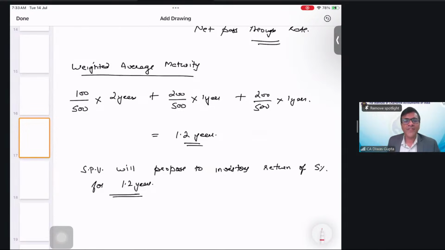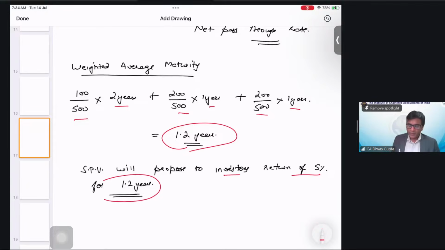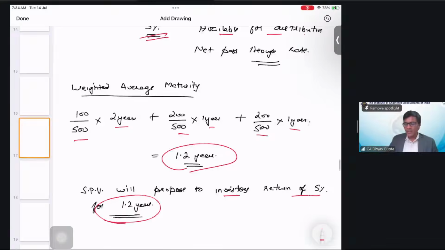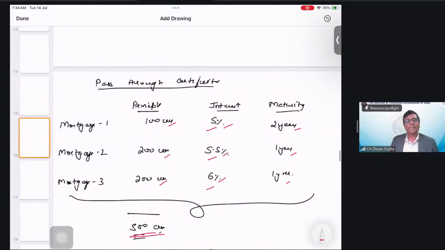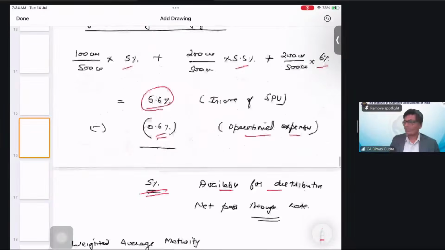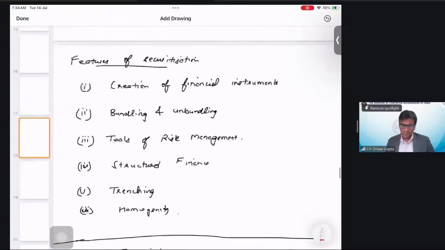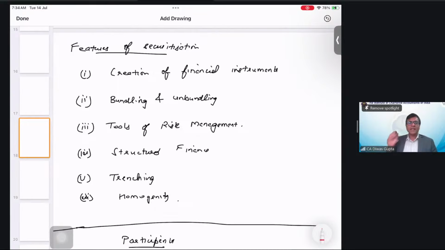Now, if we talk about the weighted average maturity for this, we will take all the loans, take their maturities, and arrive at the weighted average maturity. So the SPV will propose to the investor a return of 5% for 1.2 years for all these three mortgages as underlying. Okay, hope this is clear, students.